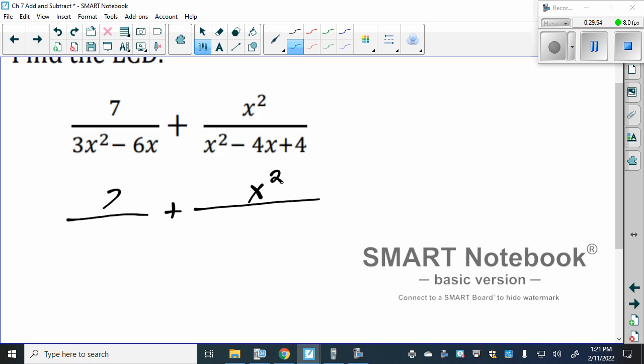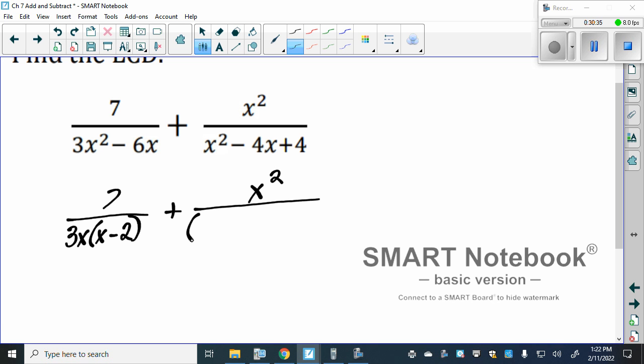Now the 3x squared minus 6x, the first thing we want to do is find a greatest common factor. If we look at 3x squared minus 6x, it does have a greatest common factor of 3x. And if we factor 3x out of 3x squared, we're left with x minus 2. Because when we factor 3x out of 6x, well, the x will factor out completely, and 6 divided by 3 is 2.